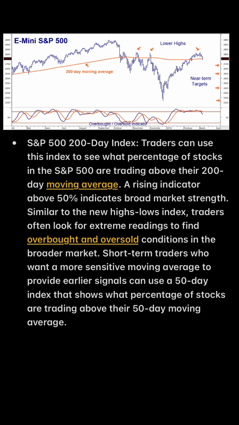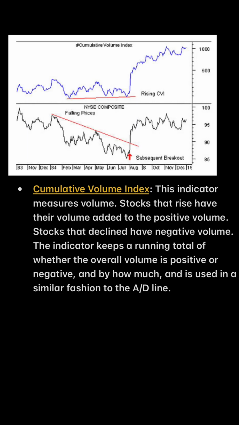Now, this one is very important because this one acts as a benchmark for longer-term investors or those that are looking for the dramatic shift of continuation or reversal. Next is the Cumulative Volume Index, and this indicator measures volume. Stocks that rise have their volume added to positive volume. Stocks that decline have negative volume, and the indicator keeps a running total of whether the overall market is positive or negative and by how much, and is used in a similar fashion as the AD line.